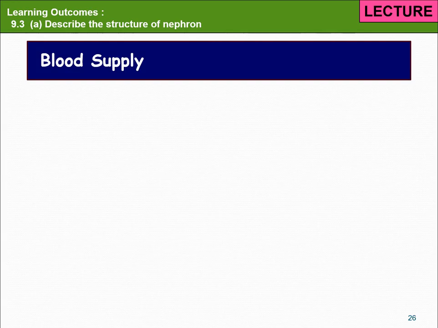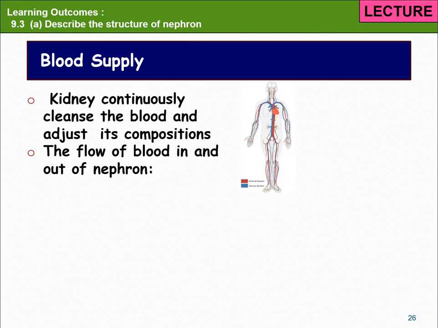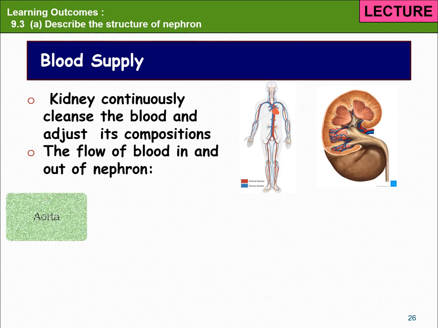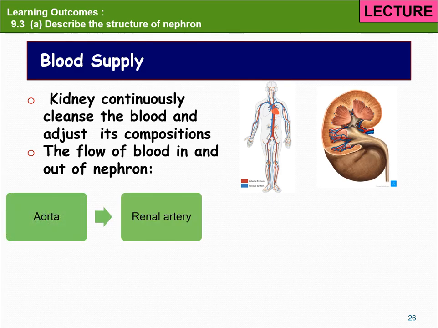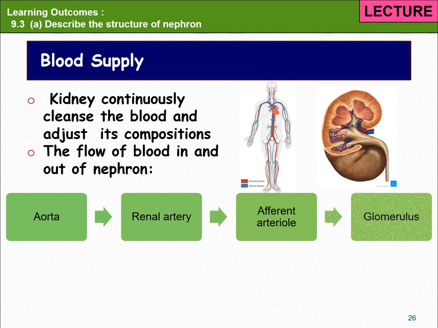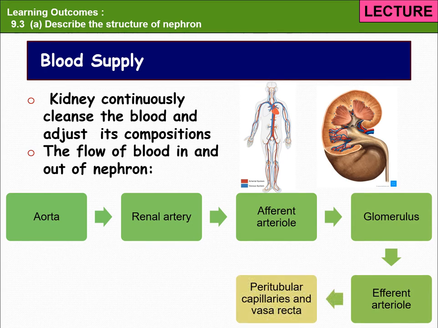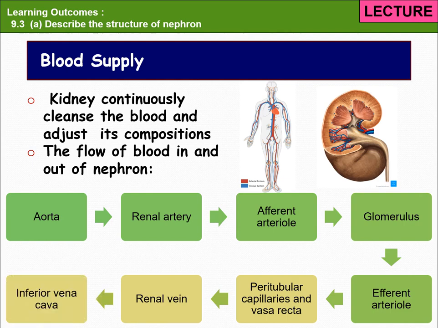As the kidney functions in cleaning the blood and adjusting its composition, blood will flow into and out of the nephron. From the aorta, the blood flows into the renal artery, and then to the afferent arteriole, into the glomerulus, into the efferent arteriole, and peritubular capillaries and vasa recta, and back to the renal vein and returns to the heart through the inferior vena cava.